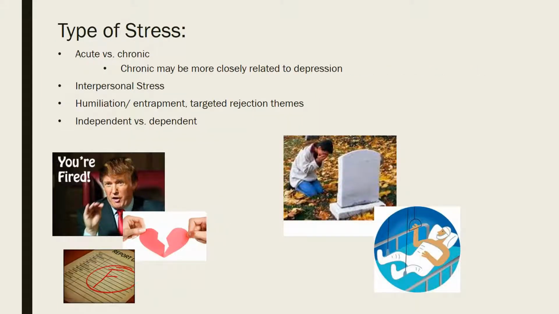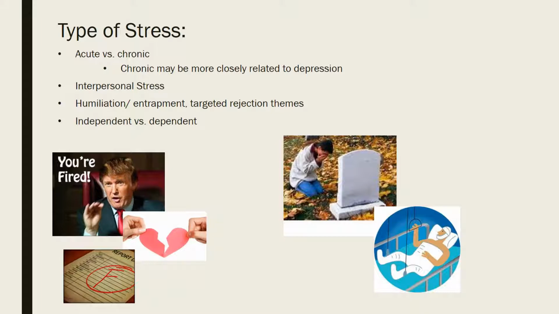So there's a couple of types of stress. There's acute versus chronic stress. So acute is like all of a sudden something happens and you are totally stressed out about it, but then you return back to normal. Your body goes back to normal. Chronic stress is when you're just at this level of stress all the time. I'm stressed about my job. I'm stressed about my marriage. I'm stressed about my kids. I'm stressed about my finances. And it never goes away. And chronic stress may be more closely related to depression.